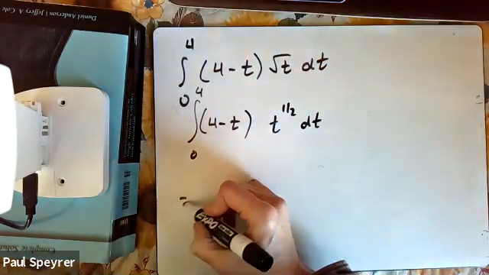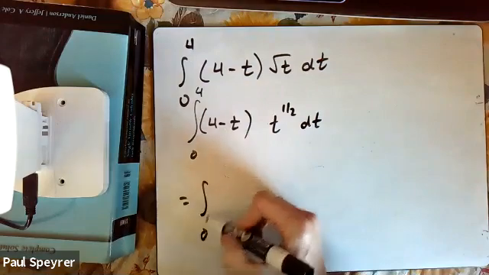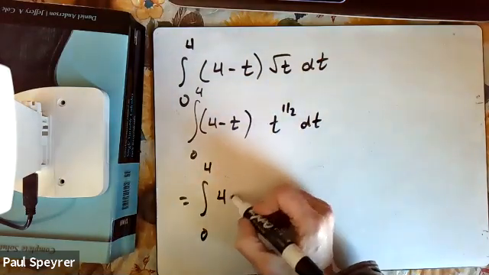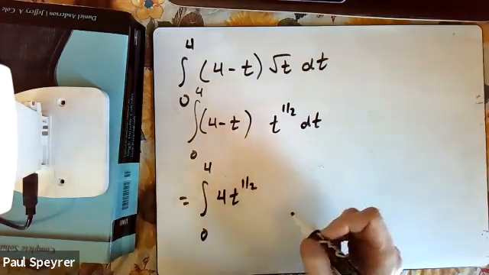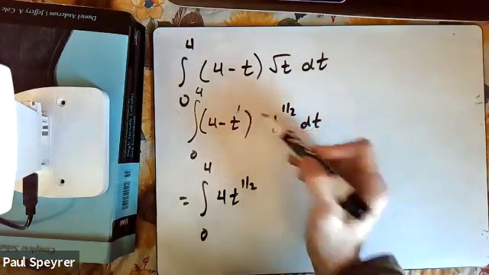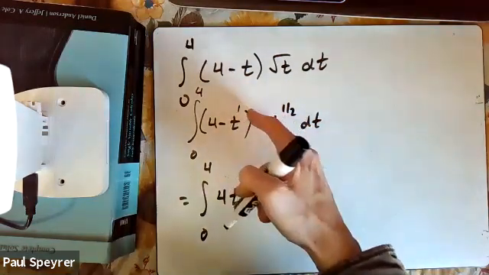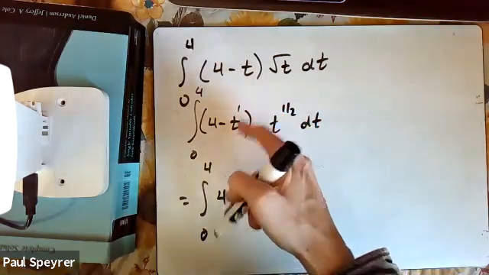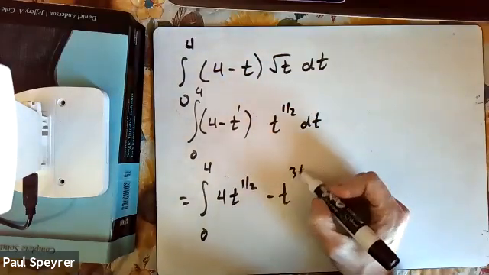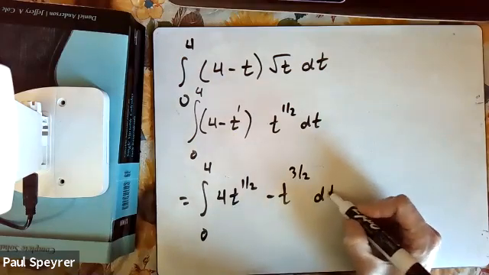And then when you do that, now we can distribute, right? So 4 times t to the 1/2 is just 4t to the 1/2. What's negative t times t to the 1/2? Remember, this is t to the first. What do you do with the exponents when they have similar bases? You add the exponents. This is minus t to the 3/2 dt.